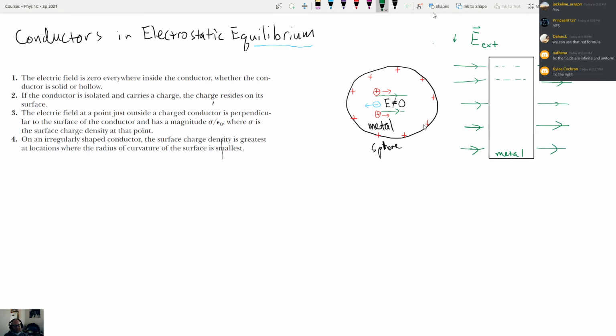And how would you do this? Well, you could just use what we said a second ago: if I put a positive plate over here and a negative plate over here, then it's going to have this effect. So I've got this electric field that's external to my metal.